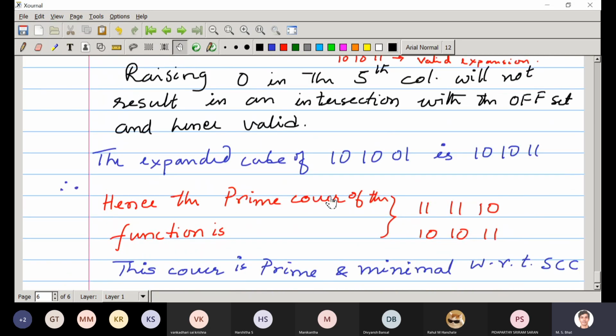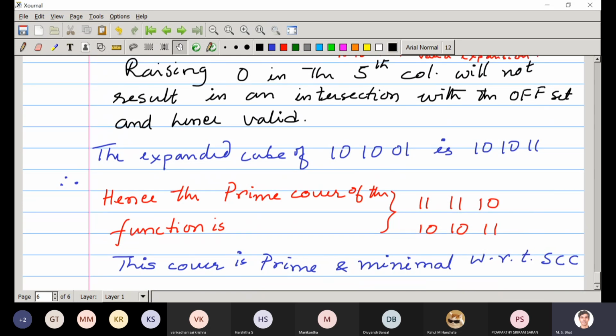The expanded cube of 1, 0, 1, 0, 0, 1 is therefore 1, 0, 1, 0, 1, 1. Hence the prime cover of the function is 1, 1, 1, 1, 1, 0 and 1, 0, 1, 0, 1, 1. So these are the only two cubes that are left, which is equal to C bar plus A bar B bar. This is our prime cover for the given function.